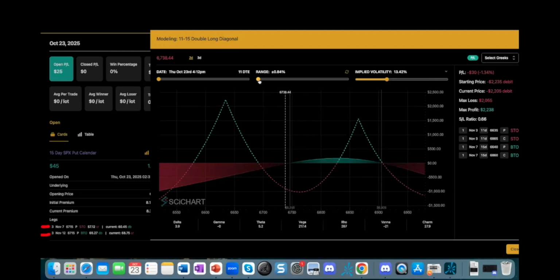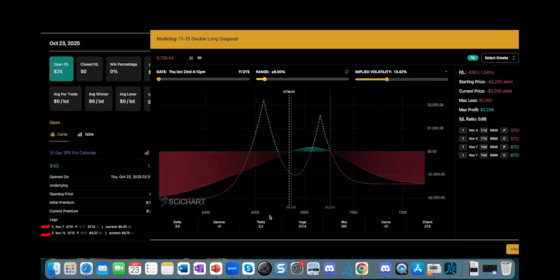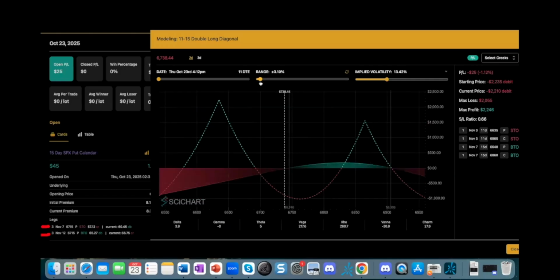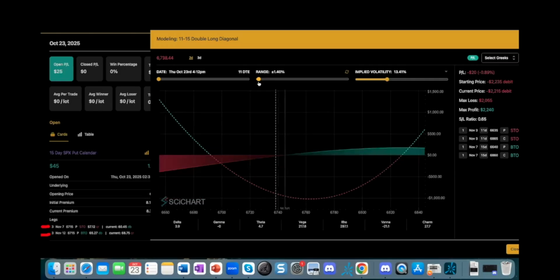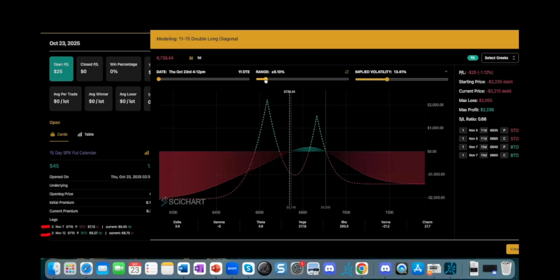If I want to make that range bigger along the axis here, I can do that. Or if you want to just focus in on it or zoom in, now the SPX is in 20-point increments, depending on how you want to look at it.